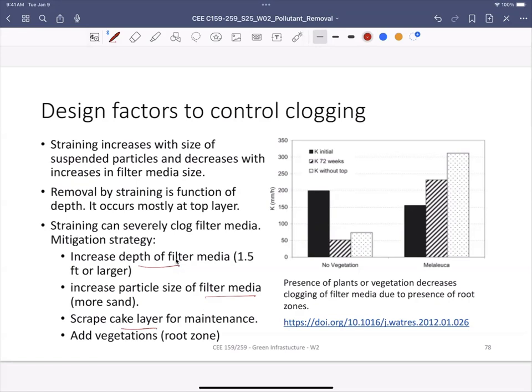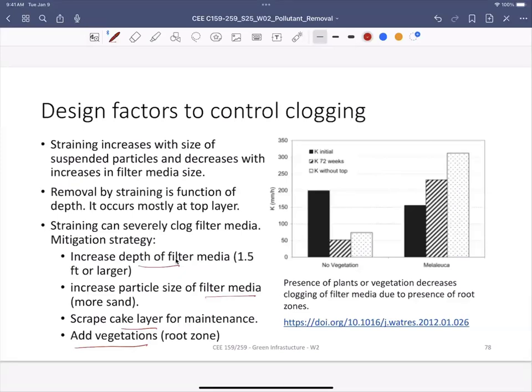If you just remove them, that will also restore the capacity of media to infiltrate water. You can also add vegetation. If you have plants, it turns out the plants have roots, and these roots will decay over time, and that will create preferential flow for water to move through it. So just by having these kinds of factors, you will decrease the extent of clogging.